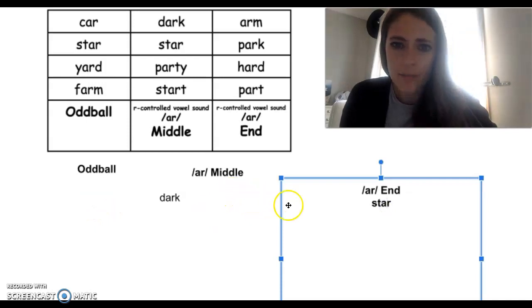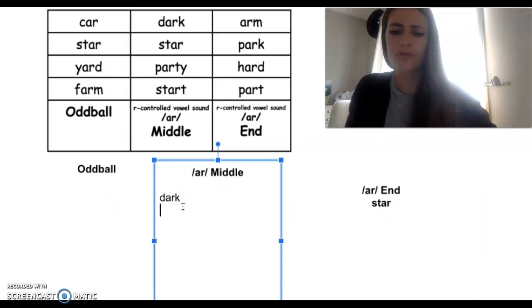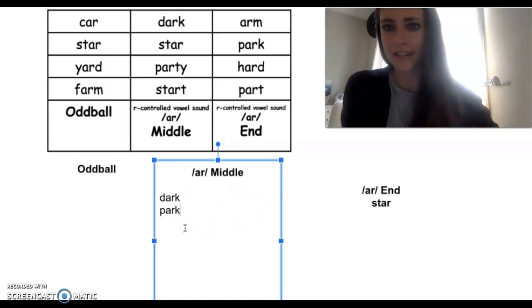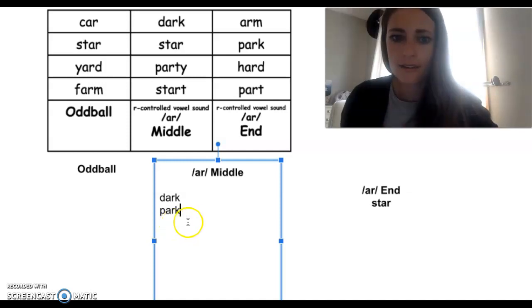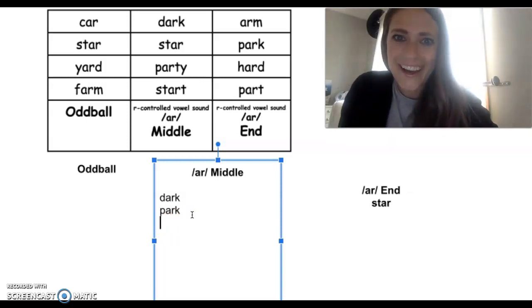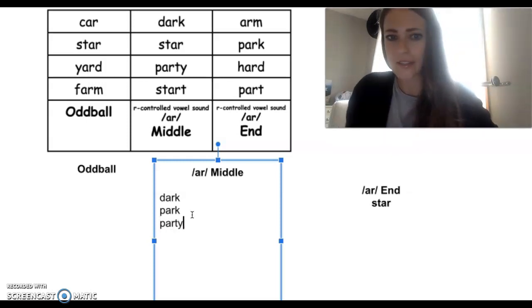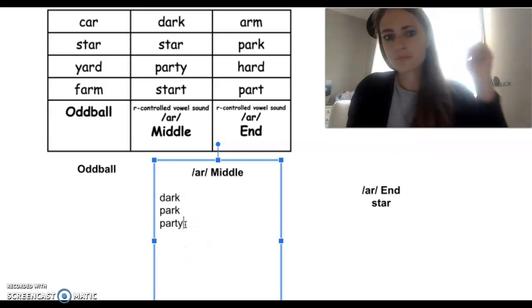Let's look at park. How can you use park in a sentence? I'm going to let you think of that sentence and say it out loud to the camera. How can you use park in a sentence? Nice job. Let's look at party. A party.